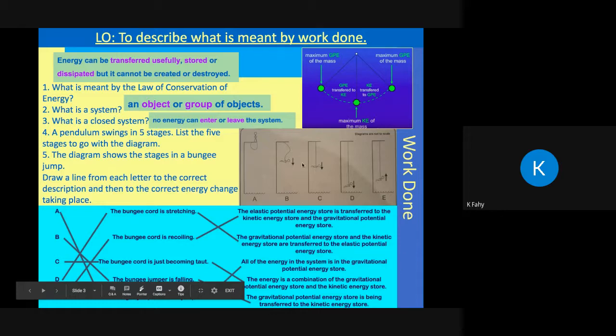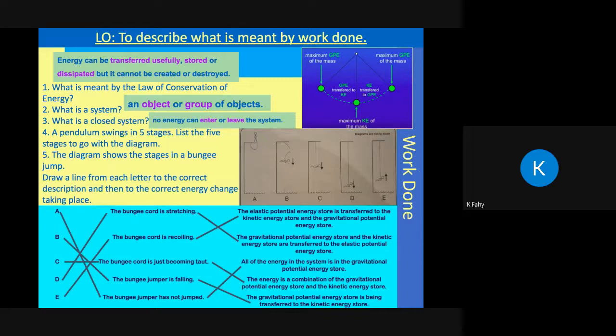For picture B, our bungee jumper has just jumped. So the bungee jumper is falling and the gravitational potential energy store is being transferred to kinetic energy. For picture C, the bungee cord is just becoming taut. Remember, taut means it's just before it's about to stretch. It's been pulled out to its full length. And the energy is a combination of gravitational potential energy and kinetic energy.